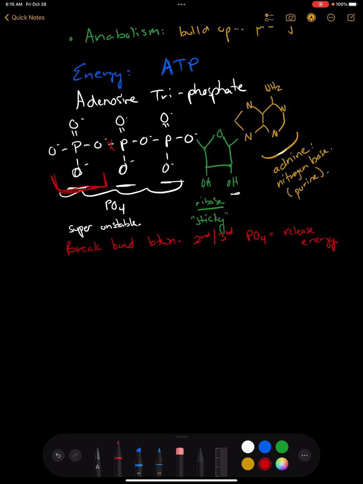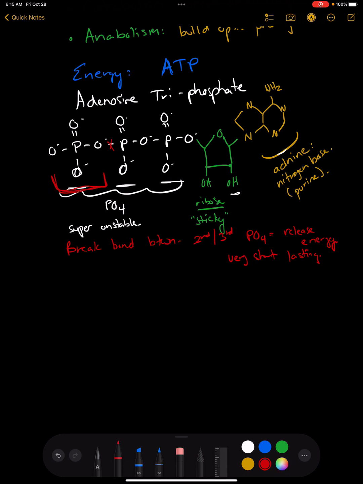And that's why this is probably one of the best energy molecules we have, because of the polarity of the PO4s and how they don't want to be next to each other. Whenever we make this molecule, it is very, very short lasting. It doesn't stay there very long because they don't want to be next to each other.